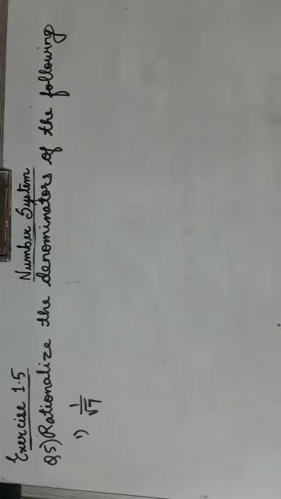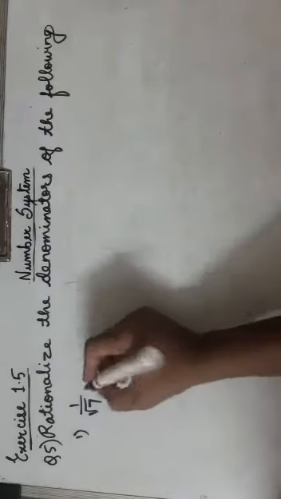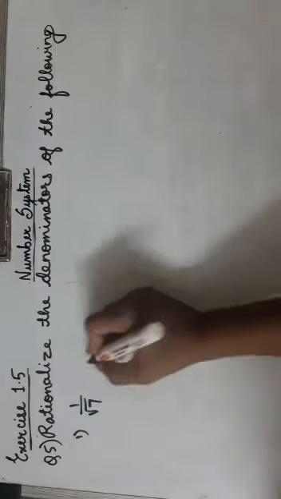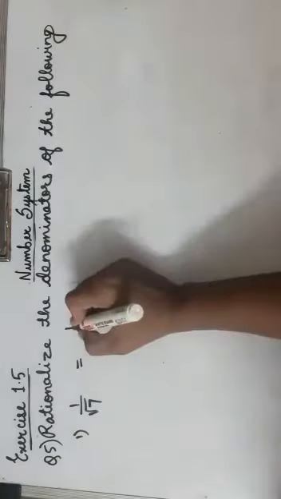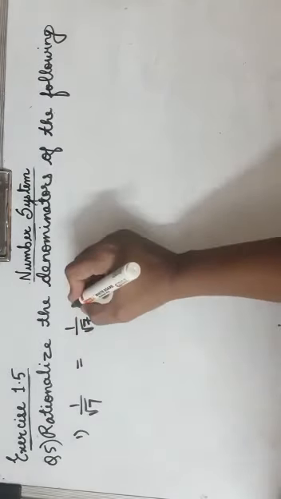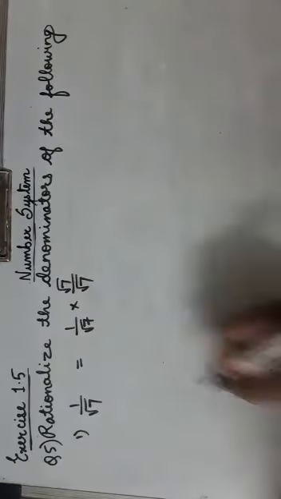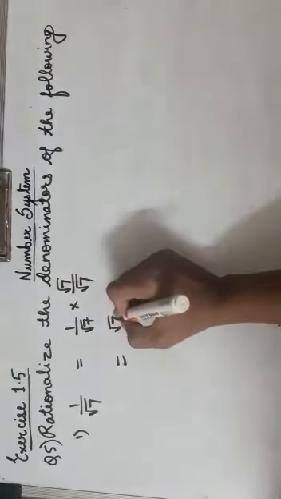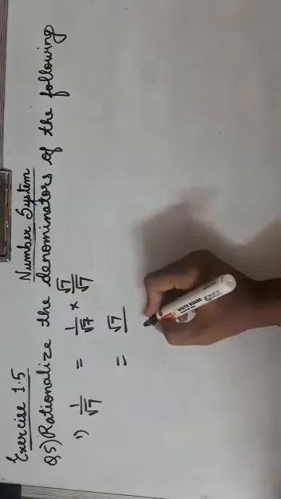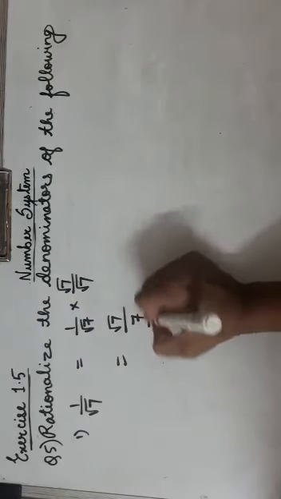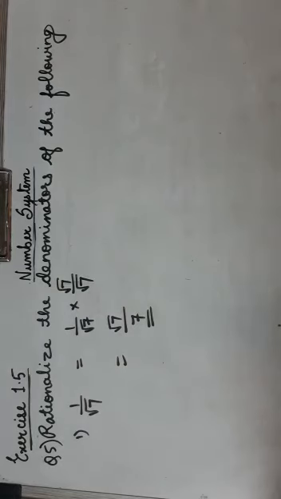So your question number 5 is rationalize the denominator of the following, and your first sub question is 1 upon root 7. We have seen such an example, right? So 1 upon root 7, to rationalize the denominator we have to multiply and divide the number with the same root 7. So 1 into root 7 is root 7 and root 7 into root 7 is root 7 square, that is 7. So your denominator is no longer irrational, it became rational, so we have rationalized the denominator.